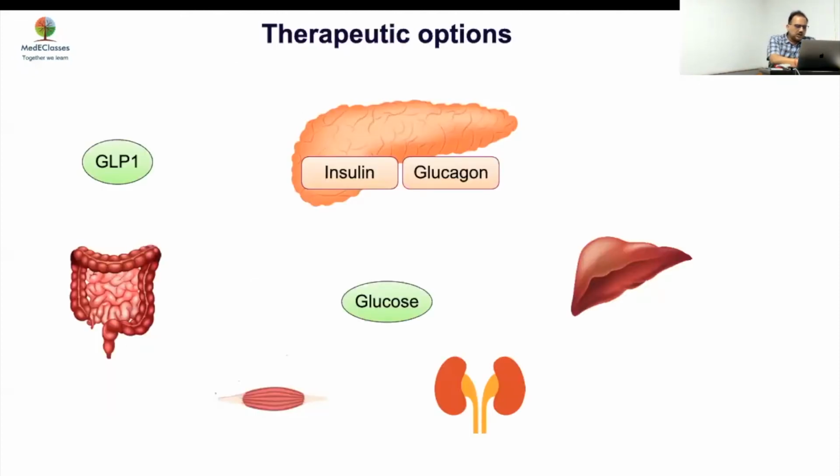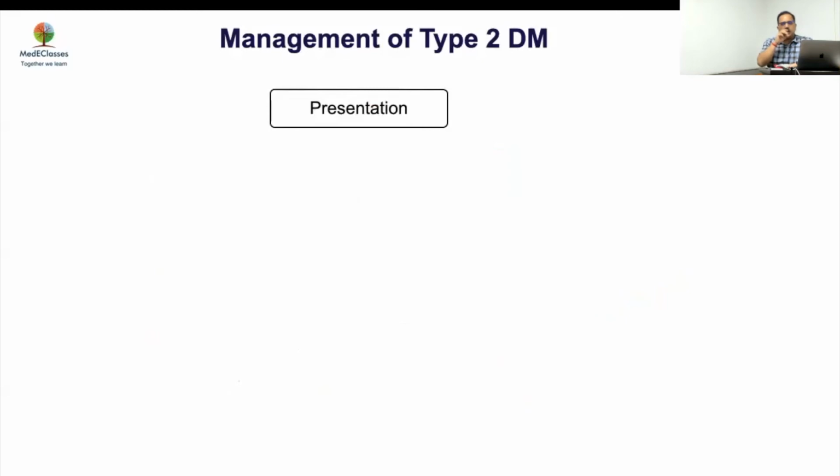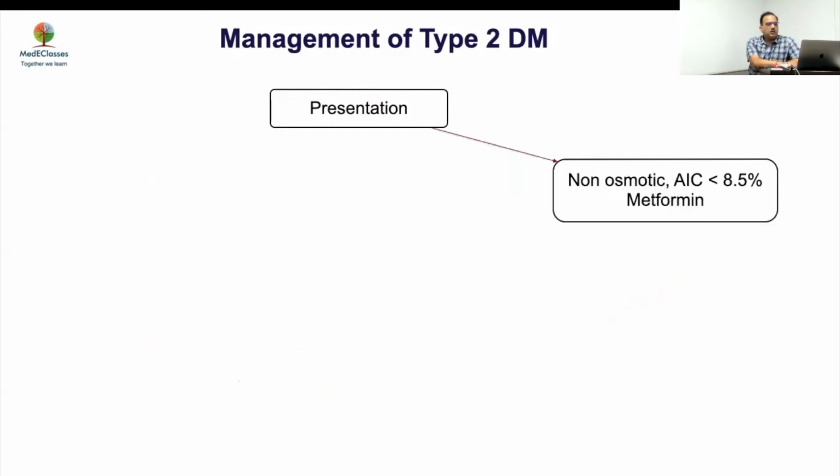We'll just summarize the approach to management, and then we'll take a few questions. When we talk about management, it depends on the presentation. If your presentation initially is with DKA, what will you do, Dr. Naveen? We need to start with insulin. Anybody who presents with non-osmotic symptoms and HbA1c less than 8.5%, then maybe you don't need insulin. But otherwise, you have to start insulin.